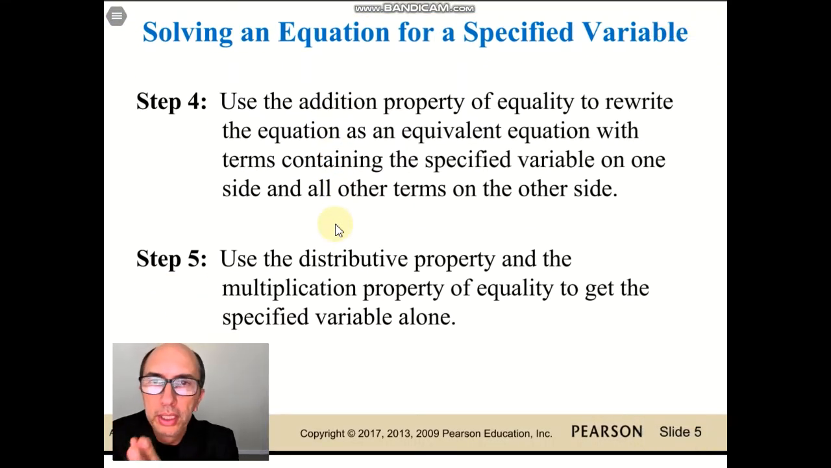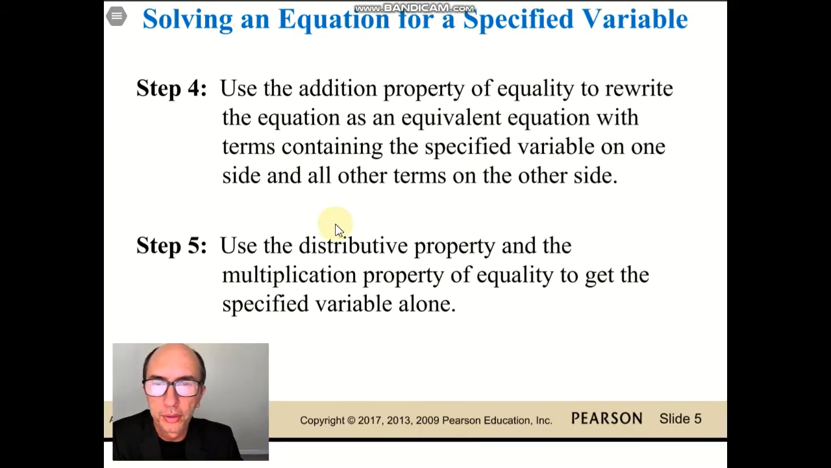Step 4. Use the addition property of equality to rewrite the equation as an equivalent one with terms containing the specified variable on one side and all other terms on the other side. And step 5. Use the distributive property and the multiplication property of equality to get the specified variable alone.